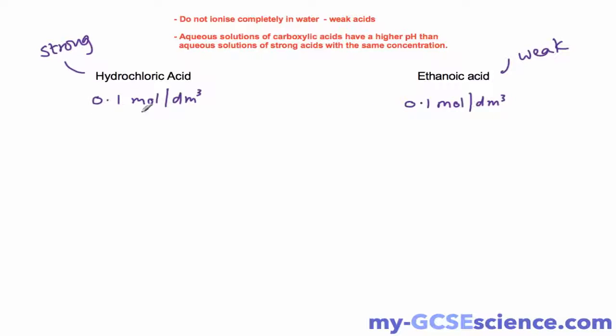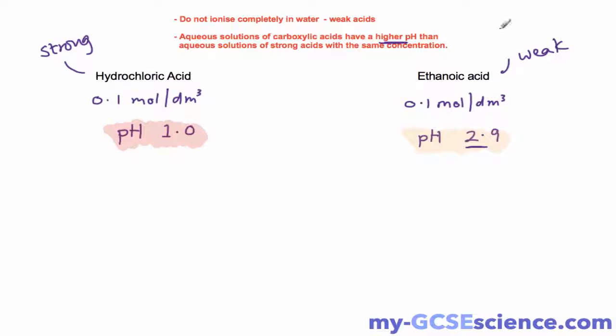But if we look at two concentrations of these two acids, they are exactly the same here. We've got a 0.1 mole per decimeter cubed solution of hydrochloric acid and a 0.1 mole per decimeter cubed of ethanoic acid. Now the issue here is, here we're saying it's a strong acid and here we're saying it's a weak acid, even though they are both the same concentration. This one over here, hydrochloric acid, will produce a pH of around about 1.0, and this will produce a pH of 2.9. So here we said aqueous solutions of carboxylic acids have a higher pH. So here's our higher pH. That means it's less acidic.